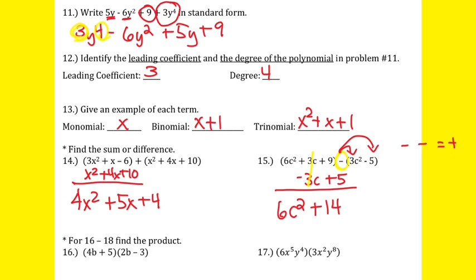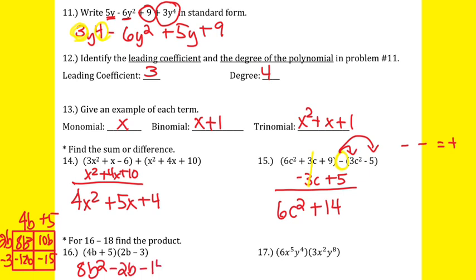On 16, 17, I'm multiplying. So 16 is a binomial times a binomial, so I know I use box. And I go ahead and multiply 4b times 2b is 8b squared. And 5b times 2b is 10b. 4b times negative 3 is negative 12b. And negative 3 times 5 is negative 15. Combine my like terms, simply getting our solution.